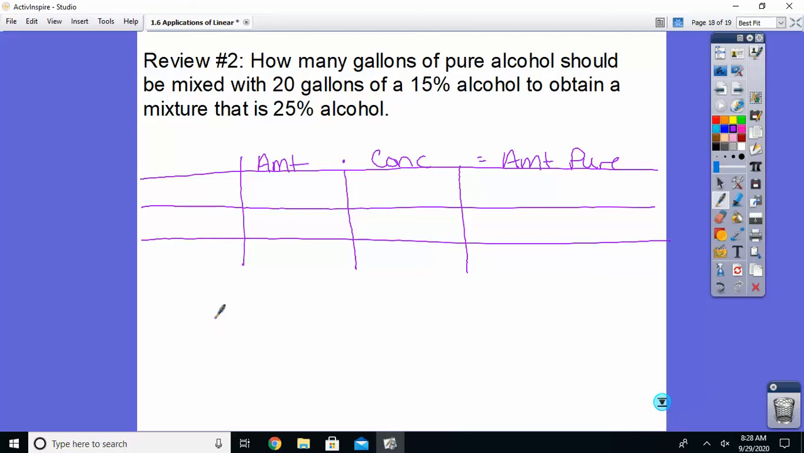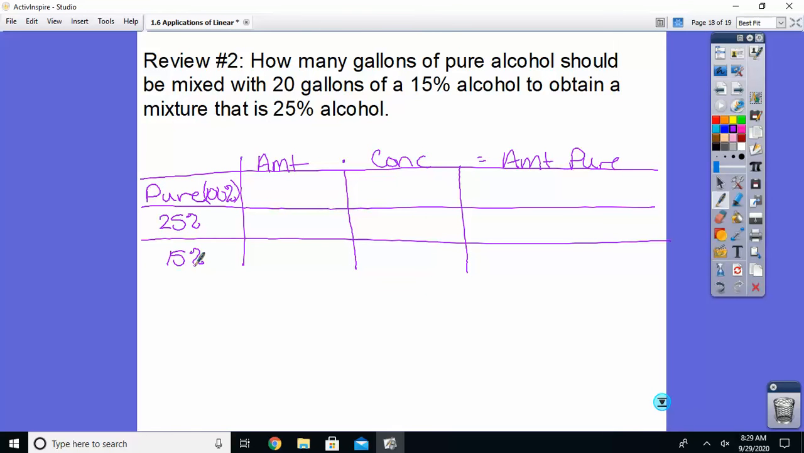Now we need the things that we're mixing together. Which two am I mixing together? Pure and the 15, is this a 25? Okay. Pure is like what percent? 100%. If you mix 100 and a 25, could you get 15? No, you're going to mix your highest and lowest to get the one in the middle.